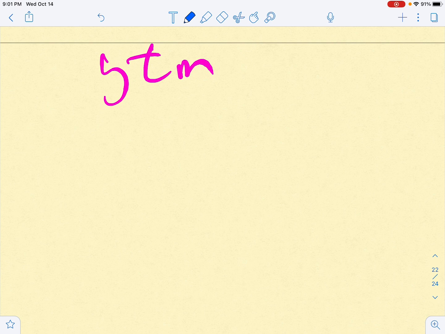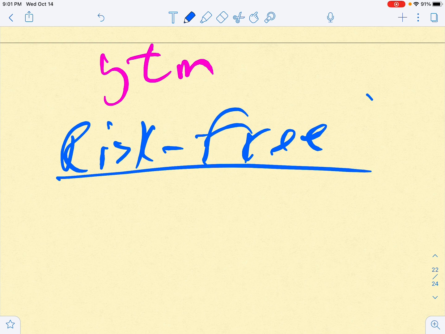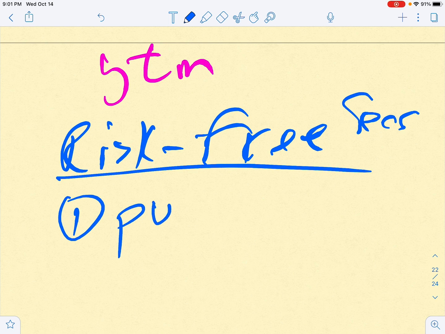So how are bonds really priced? Well, let's start by talking about risk-free bonds, those issued by the Treasury. Risk-free bonds, by definition, have no default risk. You'll remember that with Treasury securities, even if we pretend there's no default risk, some of the risks involved with risk-free securities are, one, purchasing power risk.